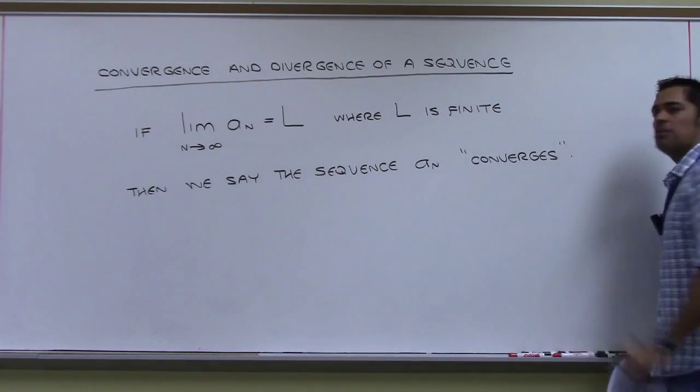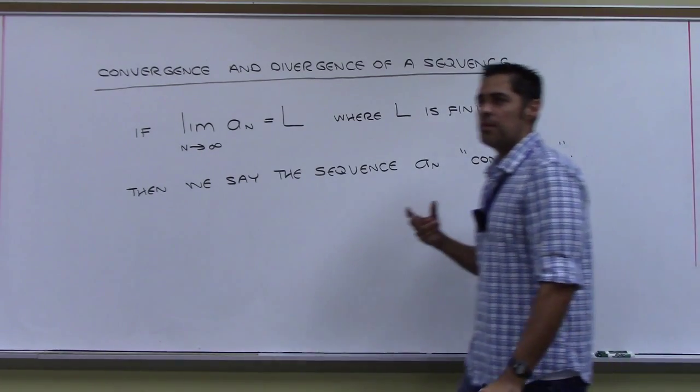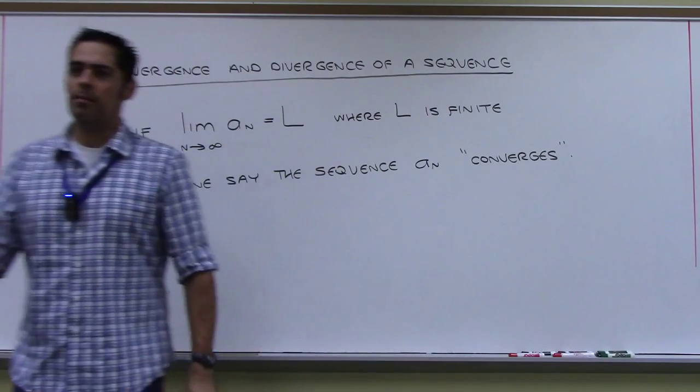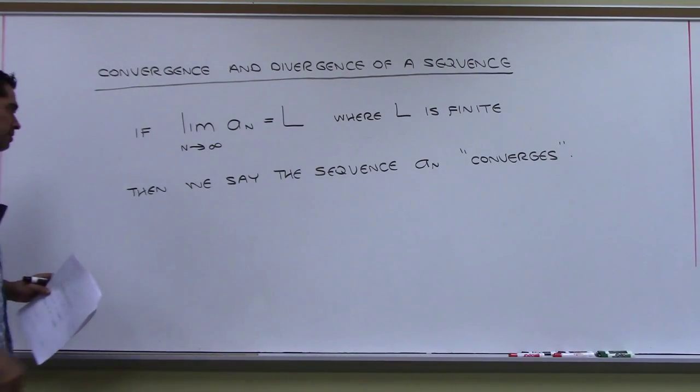So that's the definition of convergence. A convergent sequence is a sequence that when you take its limit, you get a number. Limit as n goes to infinity. So as you go further out, you get a nice fixed number.